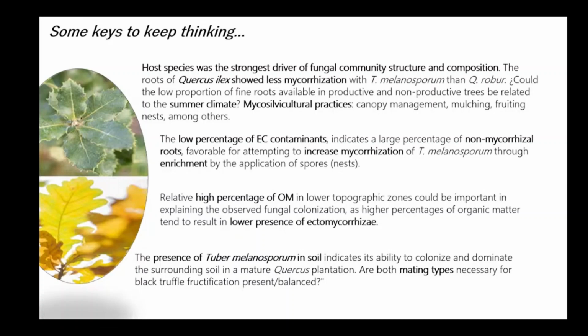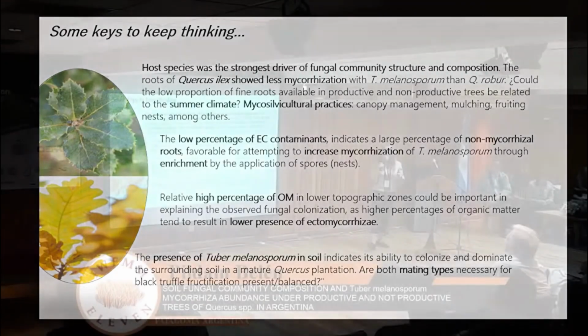Another thing is the high relative percentage of organic matter could affect the presence of ectomycorrhiza. That is a thing that is observed in different systems. And the presence of Tuber melanosporum in soil indicates this ability to colonize and dominate the surrounding soil in mature Quercus plantation. And what happened? We have Tuber melanosporum in soil, low fructification, and in some cases, low mycorrhization.